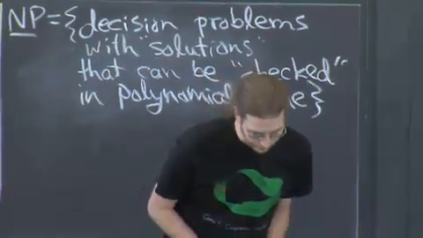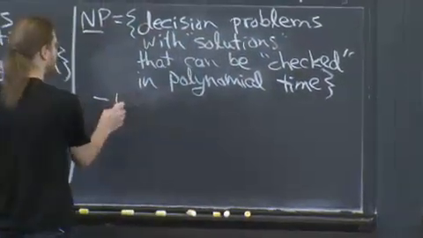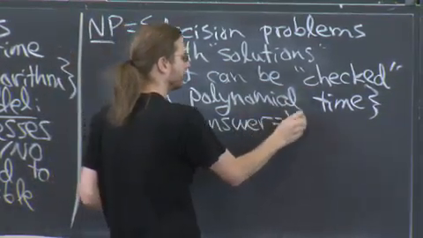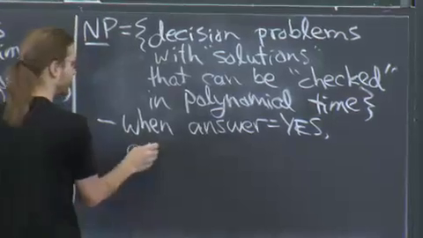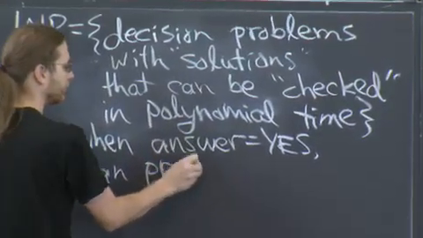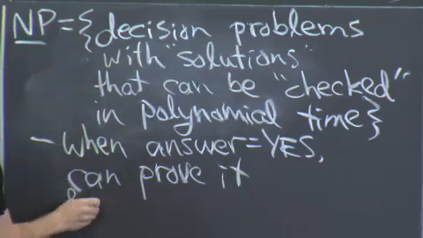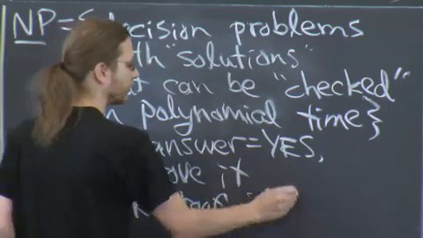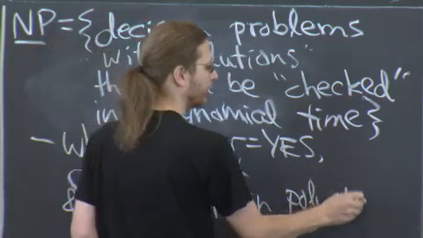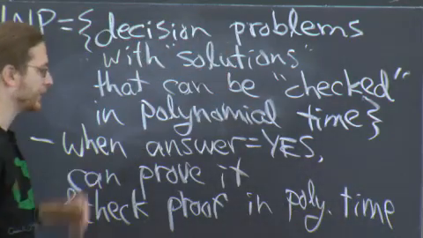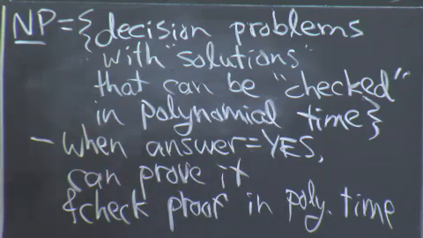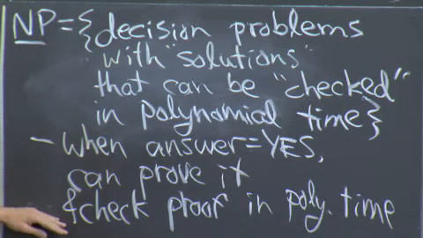In fact, I need to say this probably. The more formal version is whenever the answer is yes, you can prove it. And you can check that proof in polynomial time. This is a little bit high level. What does check mean? Here's what check means. Whenever an answer is yes, you can write down a proof that the answer is yes. And someone can come along and check that proof in polynomial time and be convinced that the answer is yes.